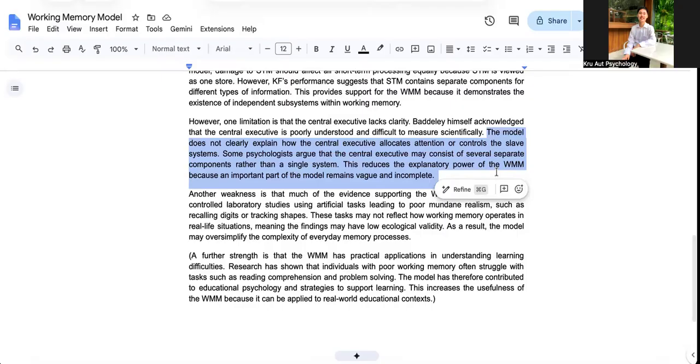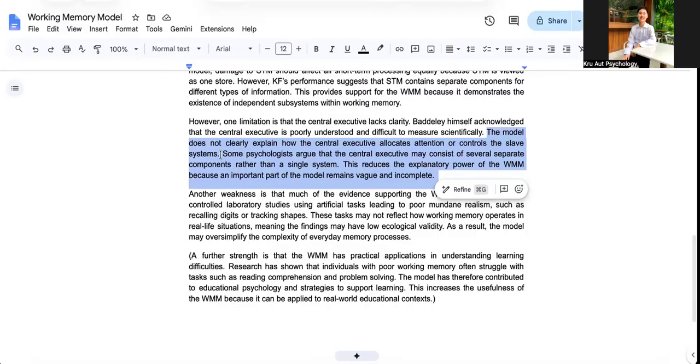Not always the case, but in this situation it's not clearly explained in terms of how it allocates attention or controls the slave systems. So think back to AO1 whenever you encounter any topic you're writing about in AO3 and you're stuck. Think about what it is first. Think about what it does next.